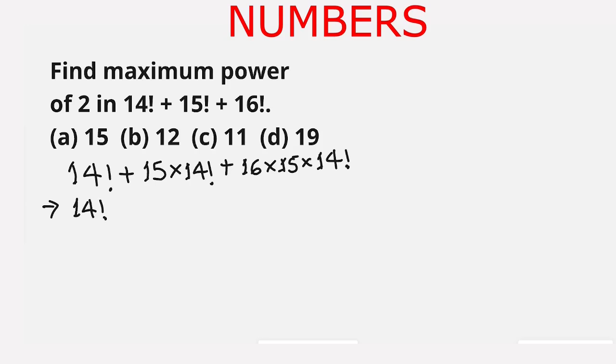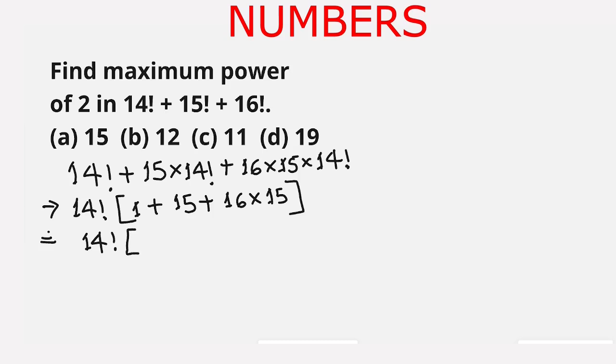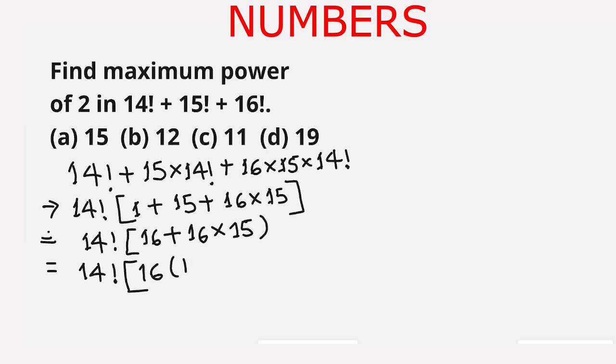So this will be equal to 14 factorial, and in place of 14 factorial it will be 1 plus 15 plus 16 into 15. So this is equal to 14 factorial. 1 plus 15 is 16, plus 16 multiplied by 15, and this is equal to 14 factorial. We take common 16, so it will be 1 plus 15, and this is equal to 14 factorial. 1 plus 15 is 16, and 16 multiplied by 16 is 16 square.